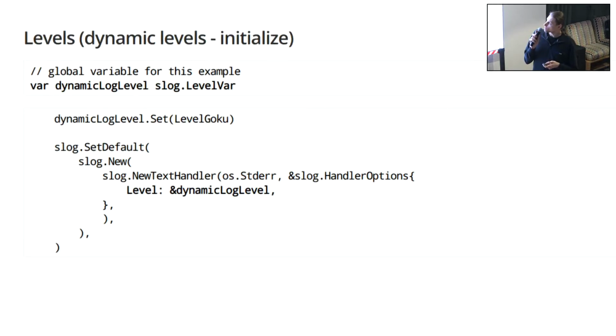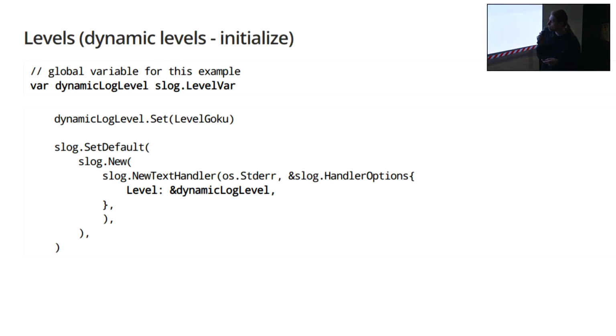Okay, so next one, a dynamic level. This one is interesting. How does a dynamic level work? A dynamic level lets you change the level at runtime. What that means is you can change it to info, debug, or whatever while the application is running. So in order to do that, we will jump a little bit ahead and create a handler.